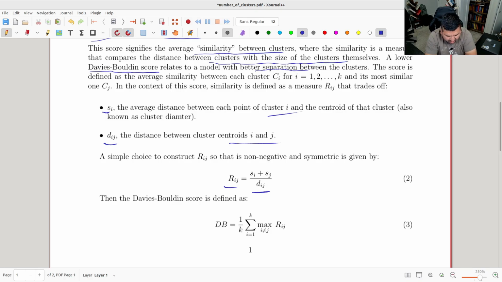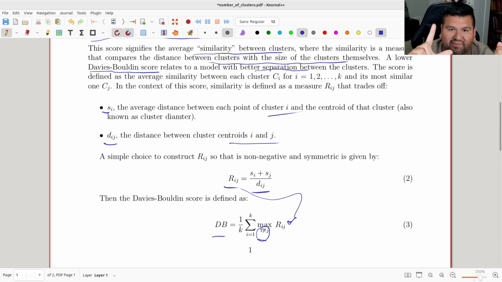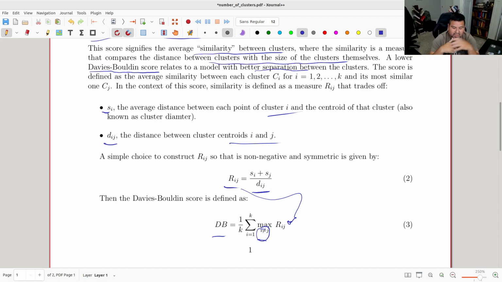Now let's look at the actual metric. Rij is part of this formula we see here. So the Davies Bouldin score is just the average, over i going from 1 to K, of the maximum over j, where i is different than j, of Rij. Basically here it is just the average of Rij. And in some sense, Rij is measuring the similarity between cluster i and the most similar cluster. In this case, the most similar is computed using the Euclidean distance.